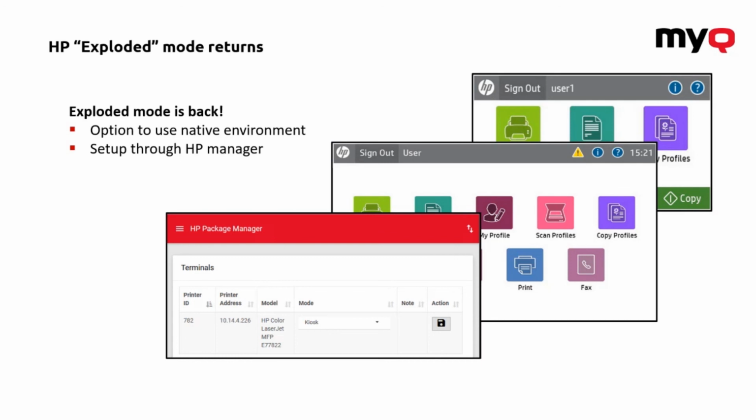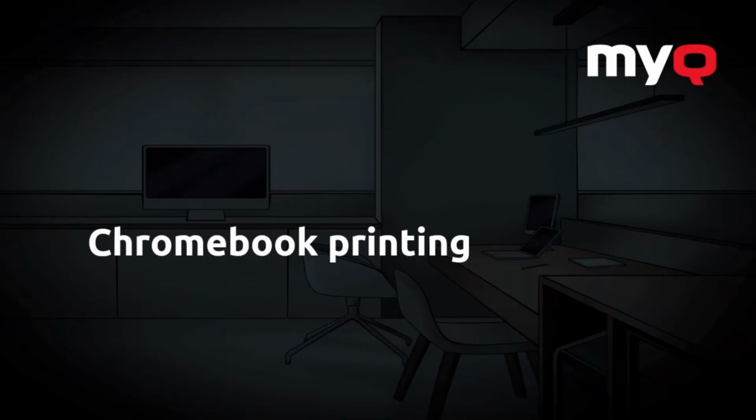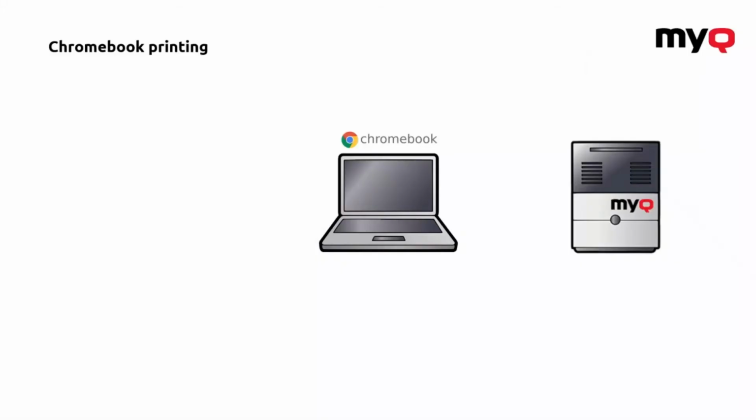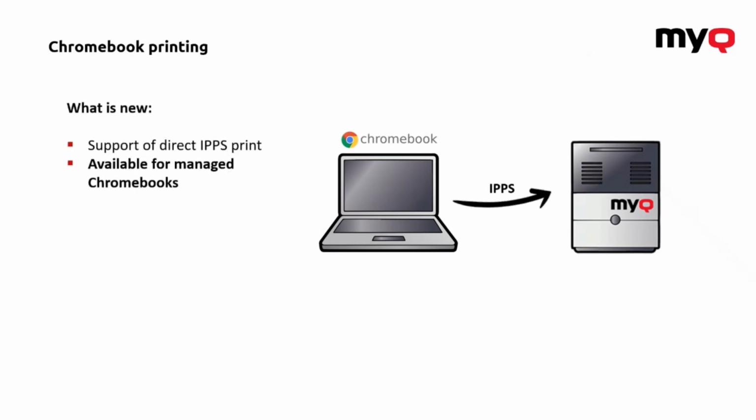Another addition is about printing, and especially printing from your Chromebooks. So if you've got an environment where Chromebooks are present, from now on we can use direct printing to MyQ, provided you are using managed Chromebooks. So if you've got a fleet with managed Chromebooks, you can just print directly to the MyQ server using IPPS.